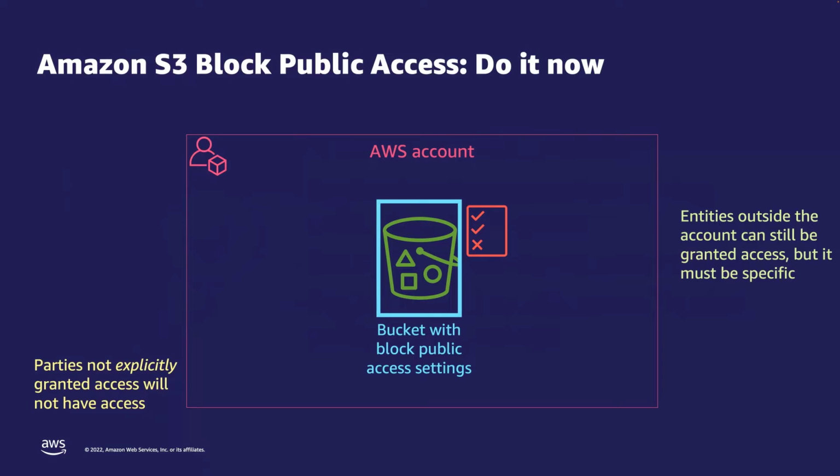When you enable block public access to a bucket, entities outside the account do not have access unless you explicitly provide access. You can provide this access in a number of ways. One being using the bucket policy or using IAM policies, or if you have AWS Organizations, you can also do it with SCP, service control policies, as well.